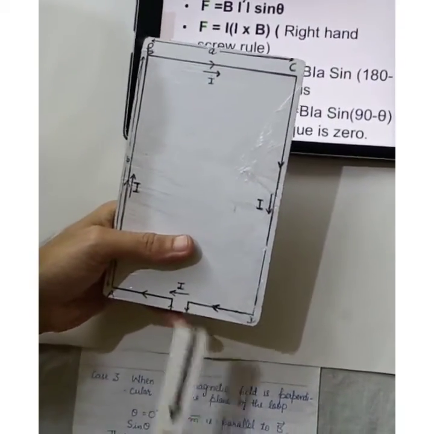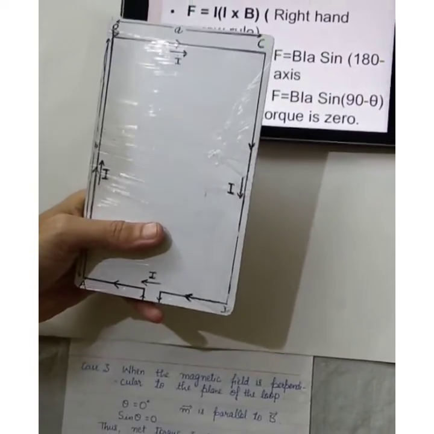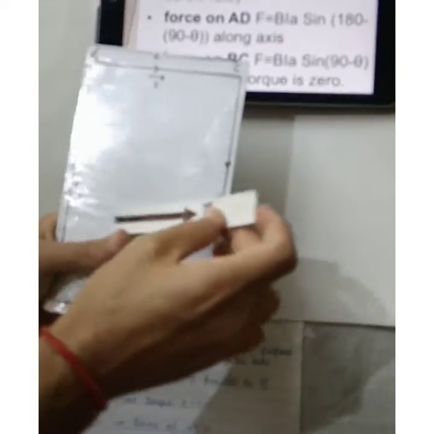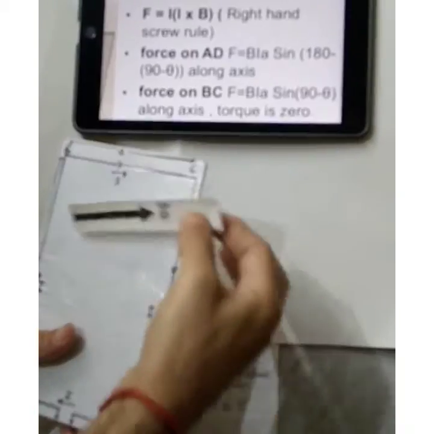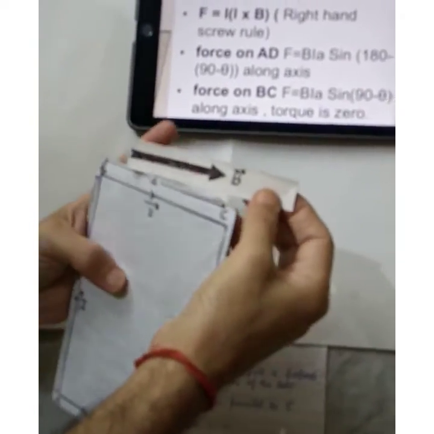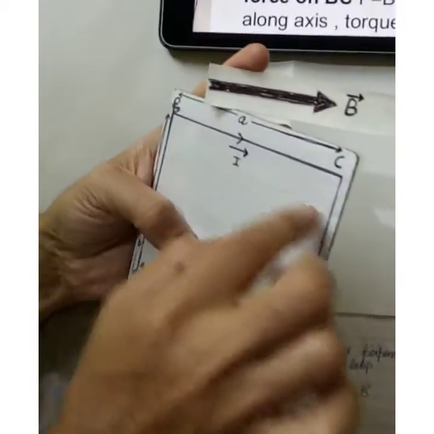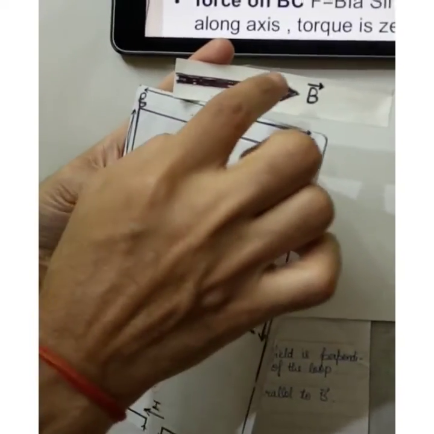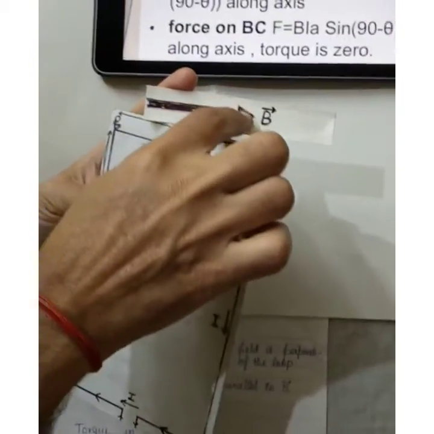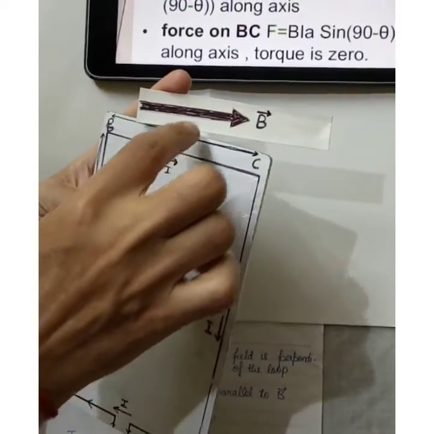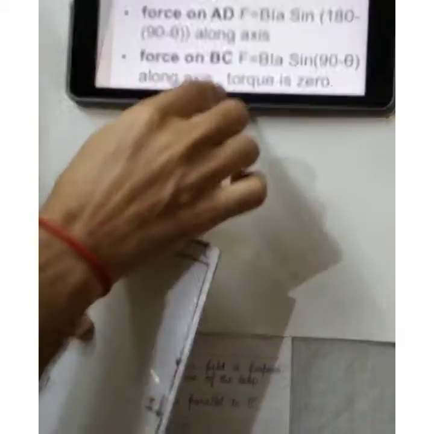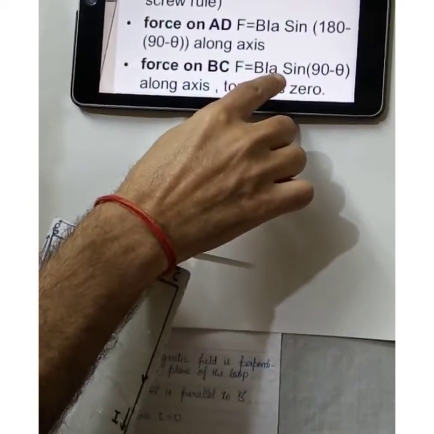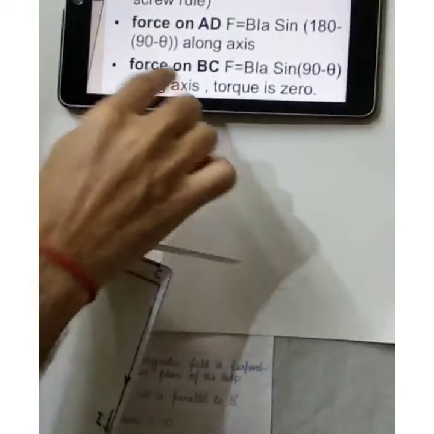Now we come over to the second part, that is the force on BC. The force on BC is determined as follows. This is the magnetic field. It has gone a rotation of 90 minus theta. So the force is B I A sine (90 minus theta). So the force on BC is B I A sine (90 minus theta) along the axis.